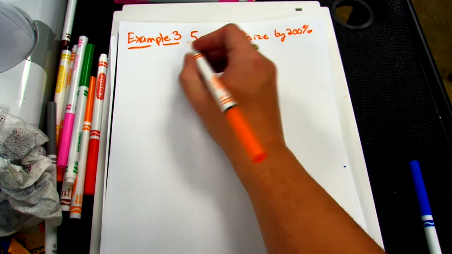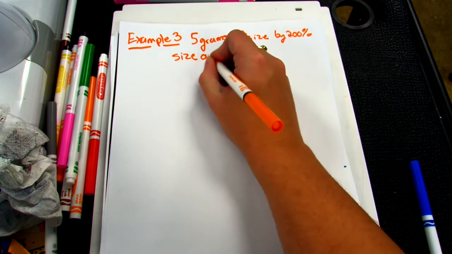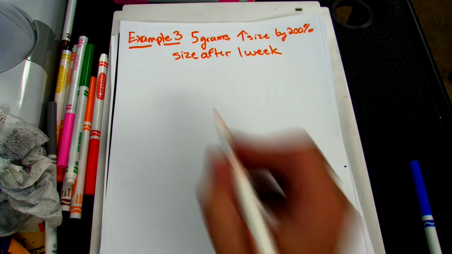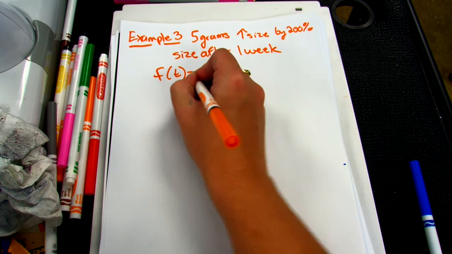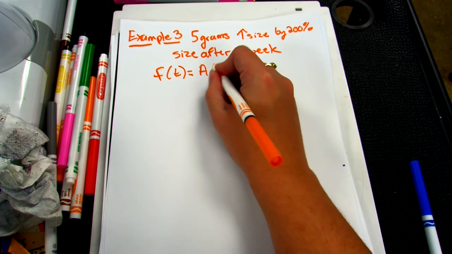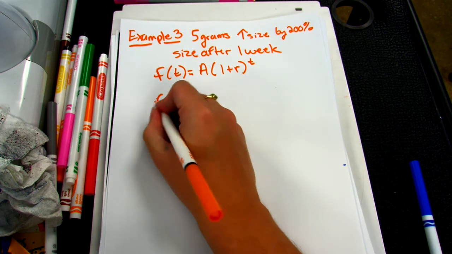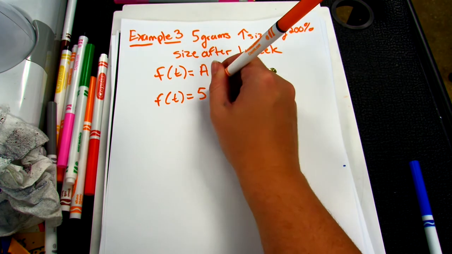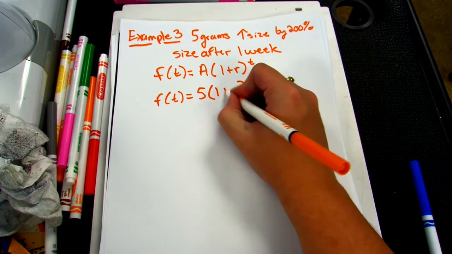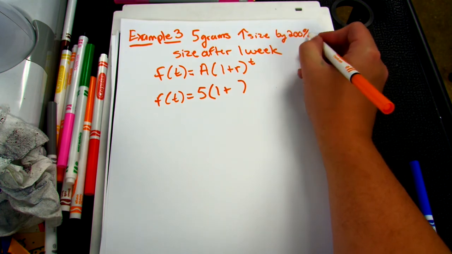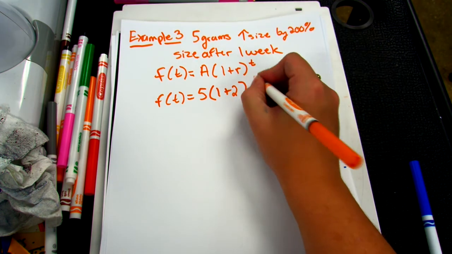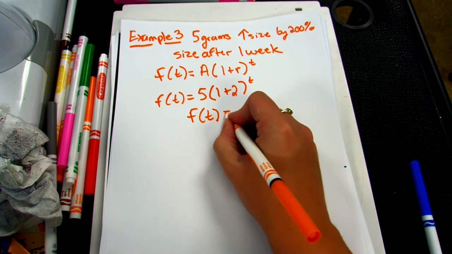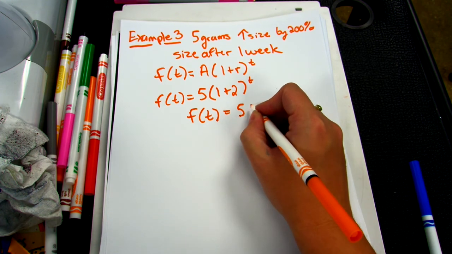And then we also want to find the size after 1 week. Okay, so start with the general form: f of t is equal to a times 1 plus r to the t power. They tell us in the problem that our initial amount is 5, so that's our a. And then they also tell us that our rate is 200%. So as an r, that would be 2. So that means that our function is f of t equals 5 times 3 to the t power.